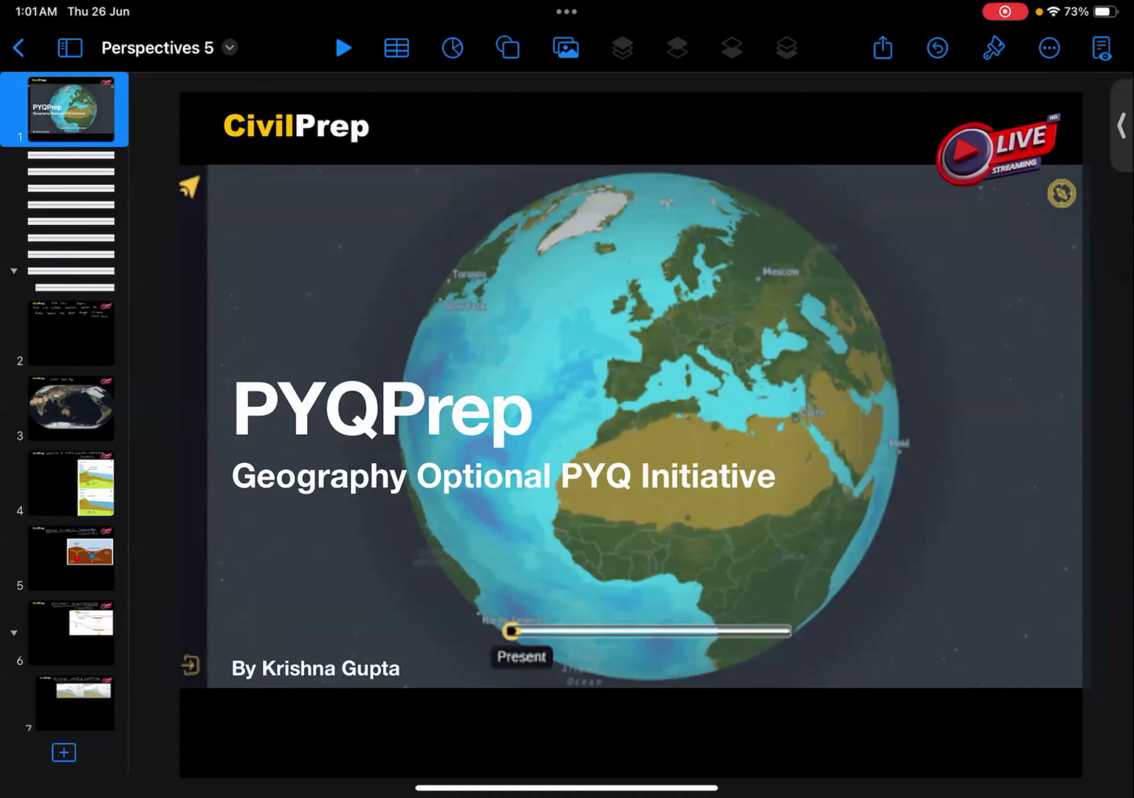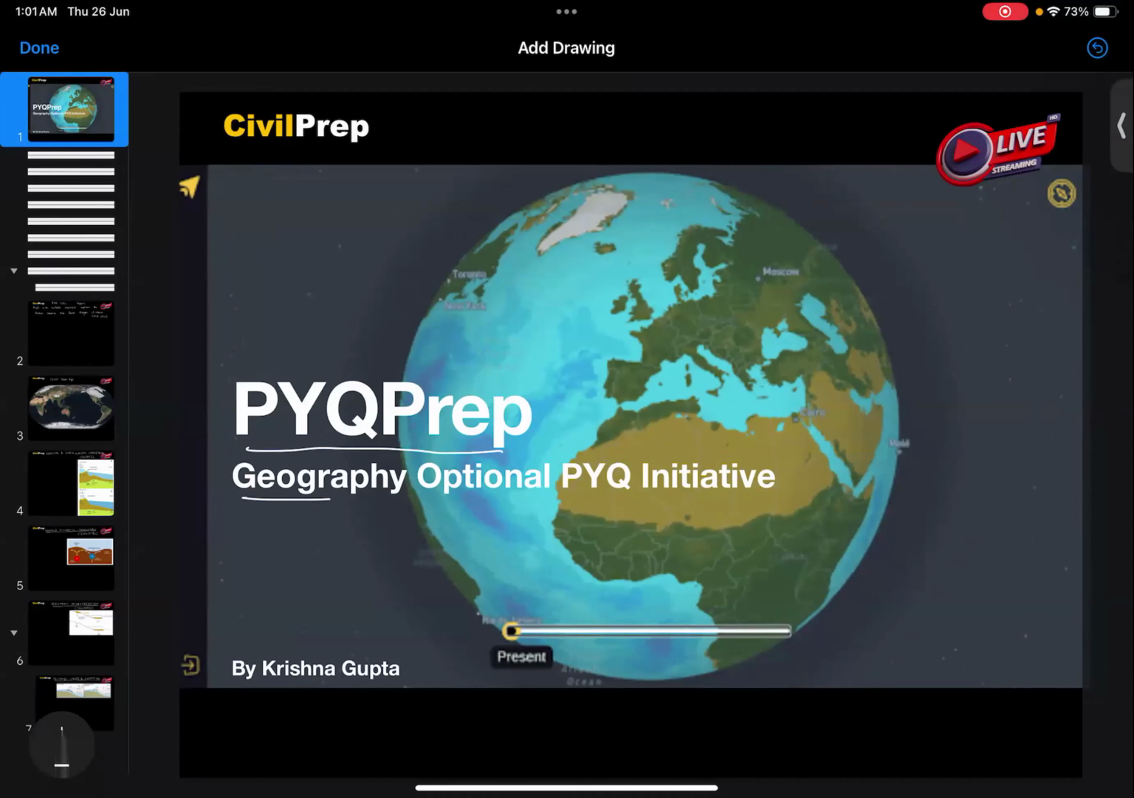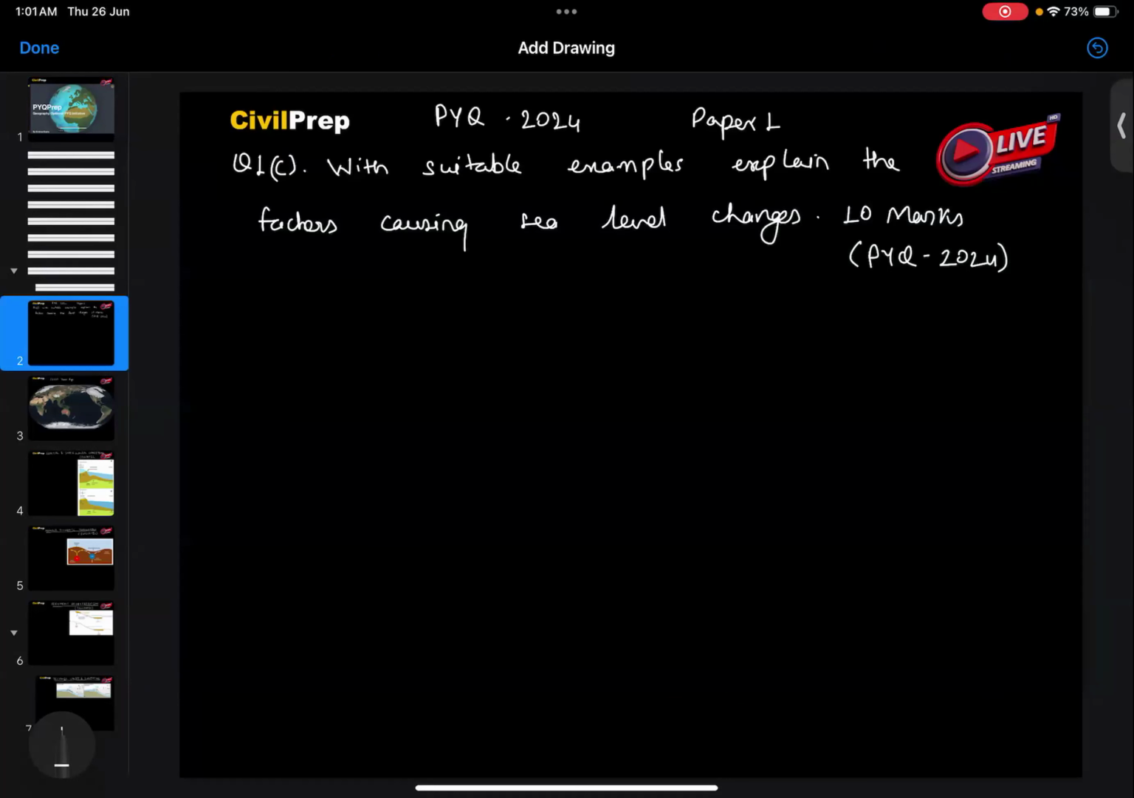So this is a PYQPrep initiative by CivilPrep with respect to geography optional PYQ questions. The question we have today is: with suitable examples, explain the factors causing sea level changes. This is a 10 marks question and it appeared in PYQ 2024 for Paper 1 geography optional.